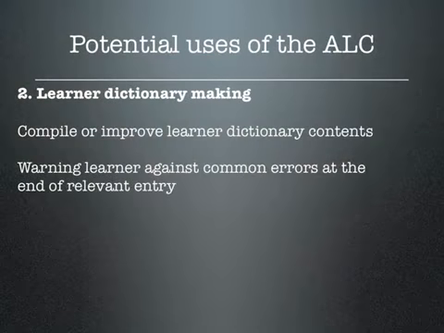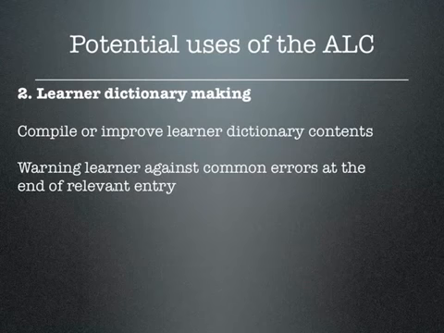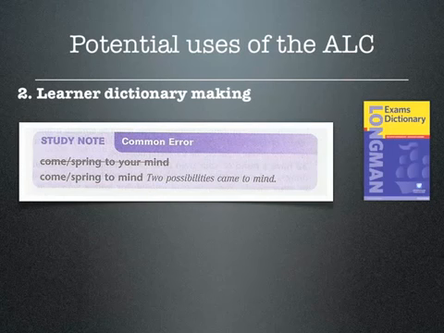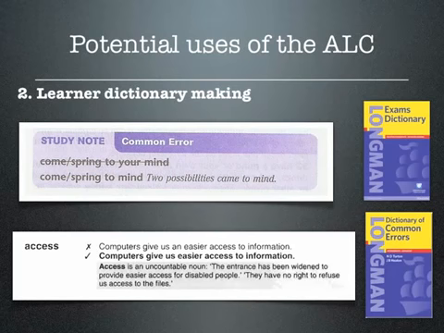The Arabic Learner Corpus can be used to compile or improve learner dictionaries' contents, particularly by identifying the most common errors learners make, and then providing dictionary users with warnings against these errors at the end of relevant entries. This is an example of a warning of a common error in English in the entry "mind" in the Longman Exam Dictionary. Also, a specific dictionary like this can be made for common errors in order to help learners to identify and avoid these language mistakes.